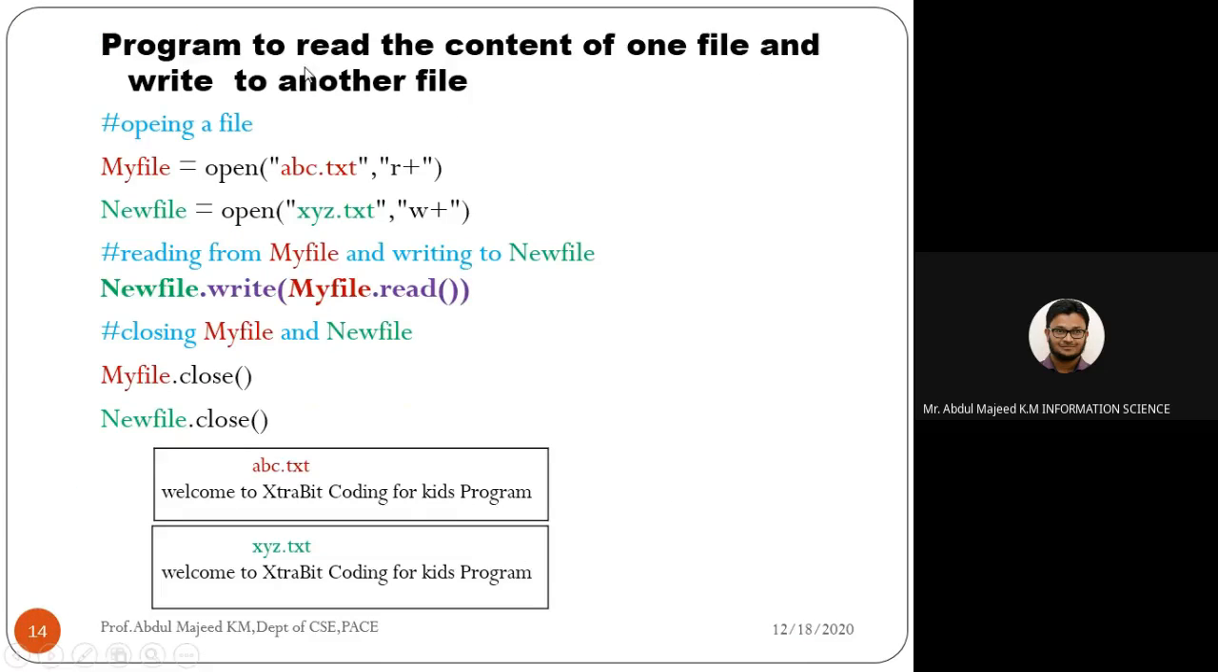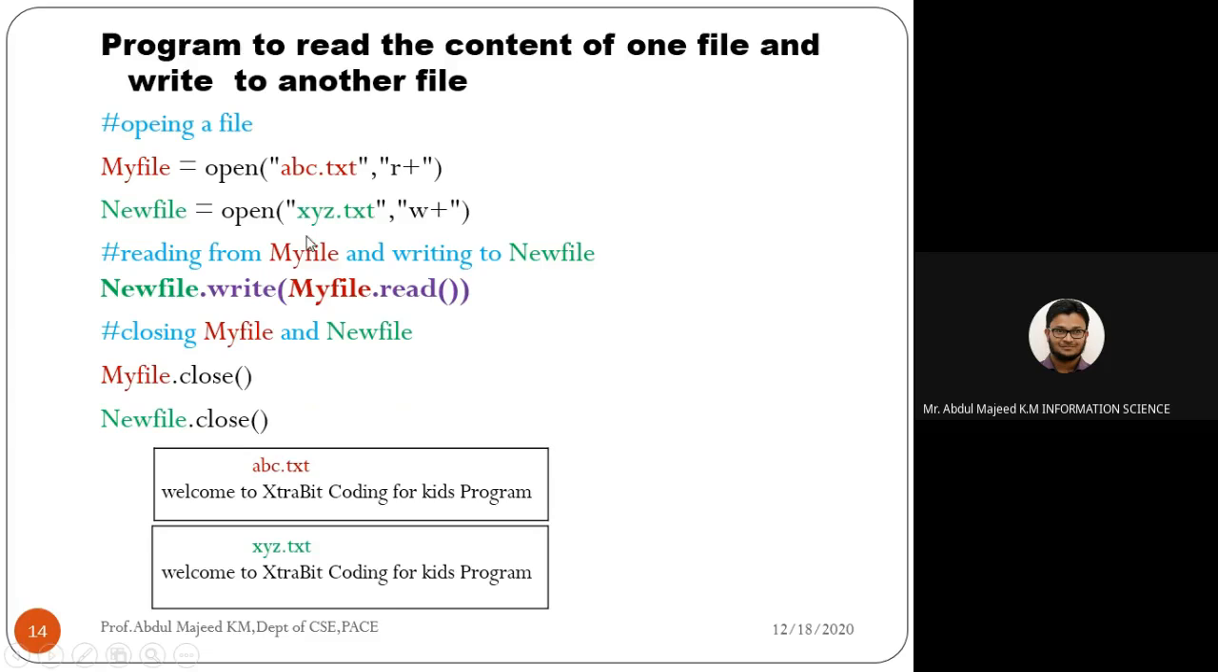Now we can discuss a program to read the content of one file and write to another file. Here we need to read the content of one file, say abc.txt, and the content should be copied to another file, xyz.txt. Fine. So I want to open two files. So I am creating two file objects, my file and new file. My file is one file object, new file is another object. I am calling the open function with abc.txt in r plus mode. Then new file is equal to open xyz.txt in w plus mode.